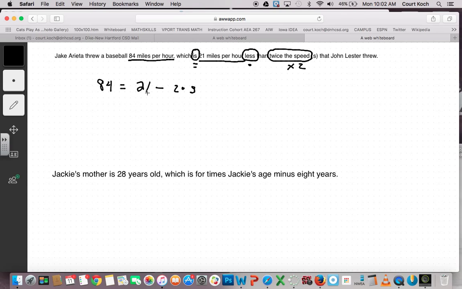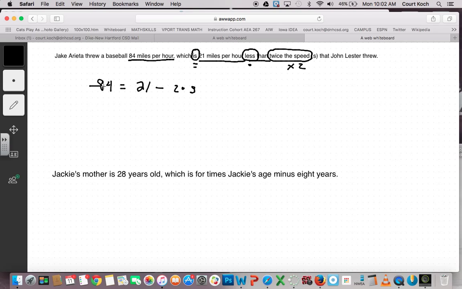Probably not. So my number sense tells me that this isn't right. My number sense tells me this part is right, but this part isn't. And that's where I can key in on the less than. Whenever you see less than, typically it means that the 21 miles per hour in this case would have to come after the 2 times s.